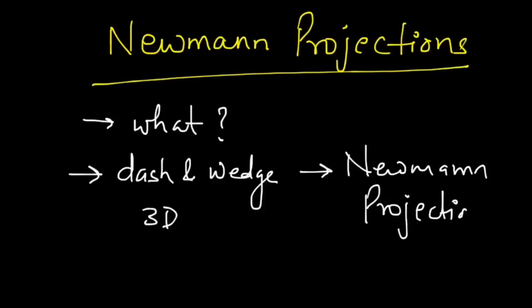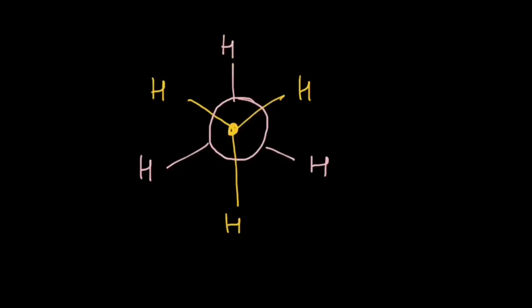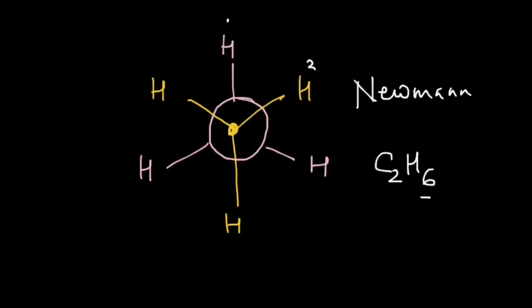So let's start with what Newman projections are. Take a look at this diagram. What you see here is the Newman projection of ethane, that is C2H6. If you look carefully, you can actually count the 6 hydrogen atoms present. 1, 2, 3, 4, 5 and 6. But you do not see the 2 carbon atoms.